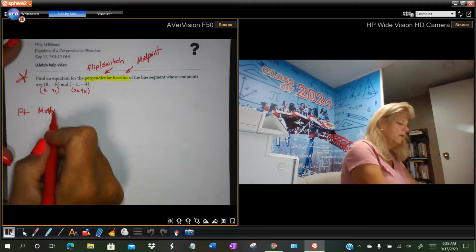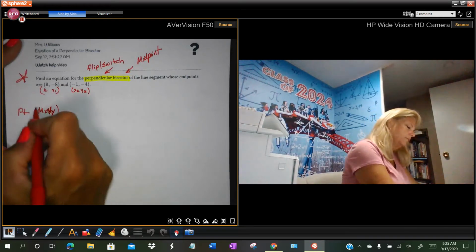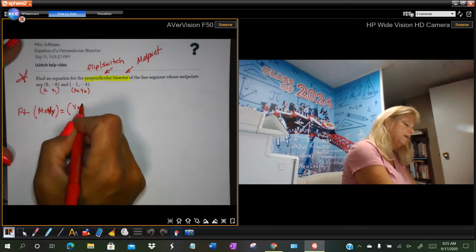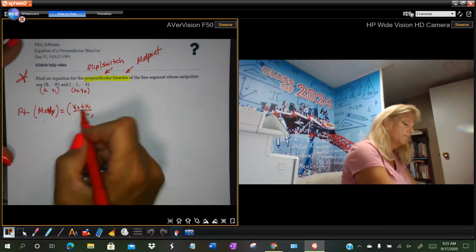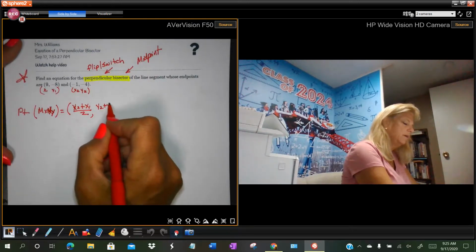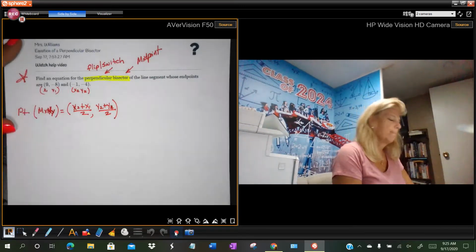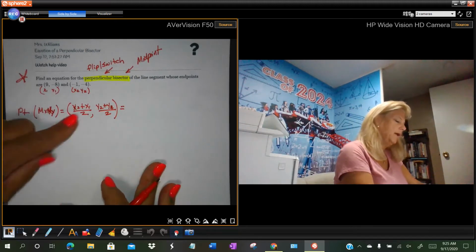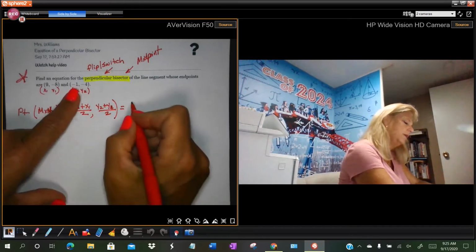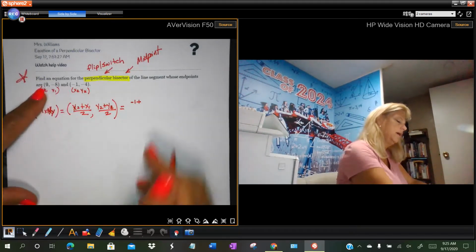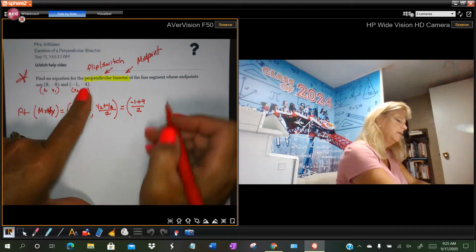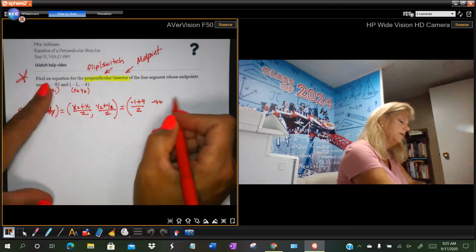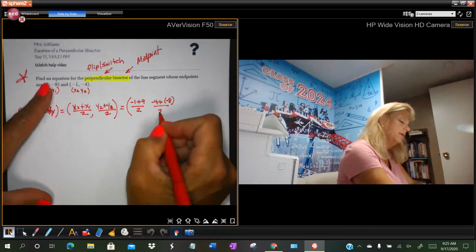The midpoint (mx, my): add the x's and divide by 2, add my y's and divide by 2. So x2, x1: negative 1 plus 9 over 2. Then I do my y's: negative 4 plus negative 8 divided by 2.